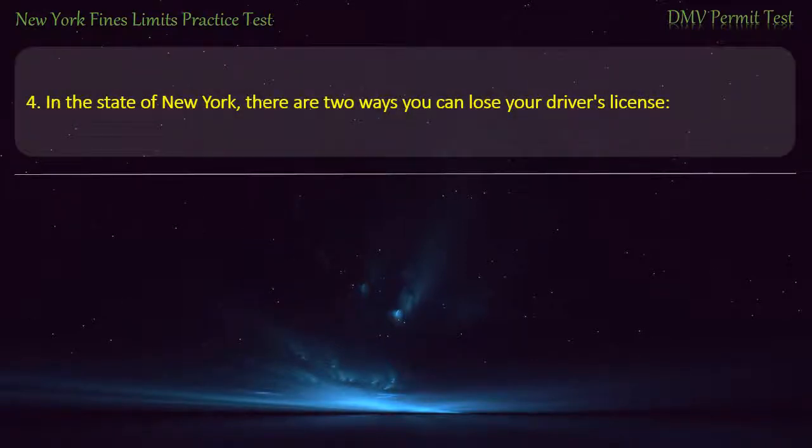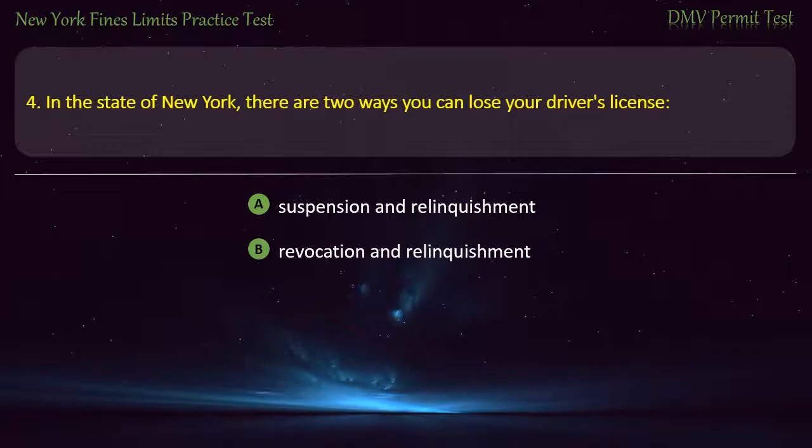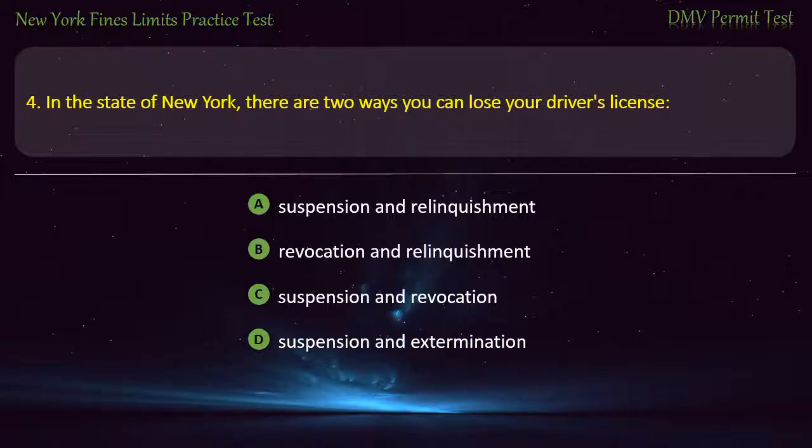Question 4. In the state of New York, there are 2 ways you can lose your driver's license. Suspension and relinquishment. Revocation and relinquishment. Suspension and revocation. Suspension and extermination. Answer: Suspension and revocation.